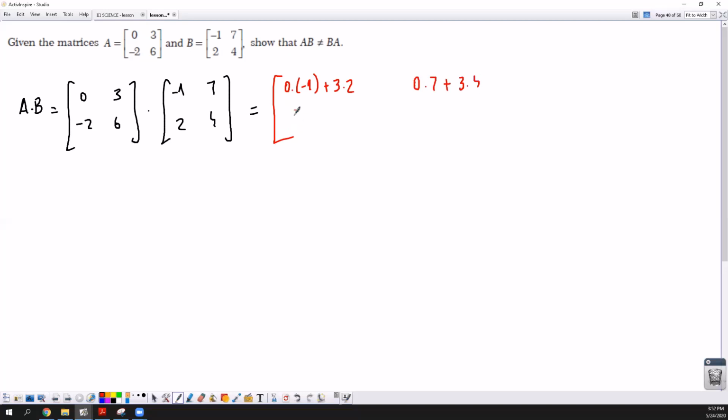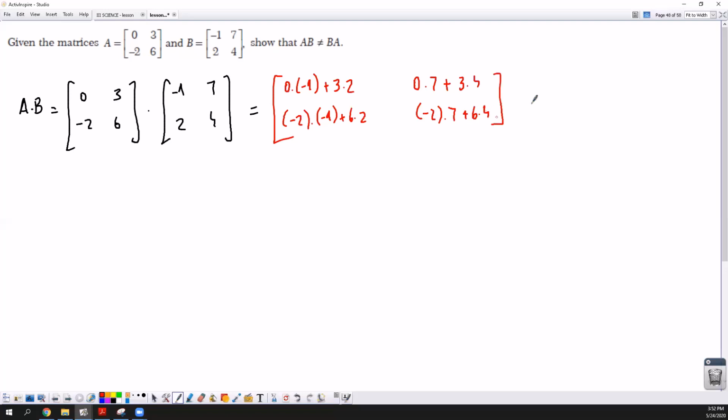The next entry is going to be the second row and the first column, which is -2 times -1 plus 6 times 2. For the last element of the A times B matrix, it's going to be -2 times 7 plus 6 times 4.